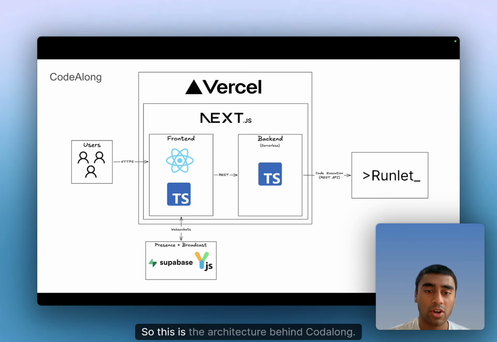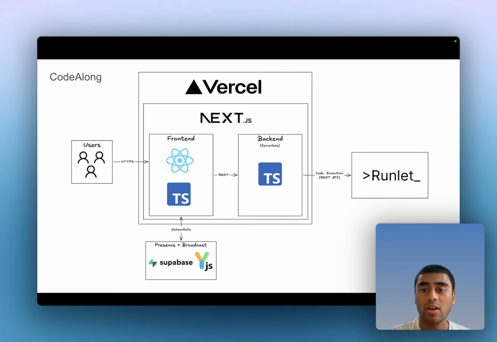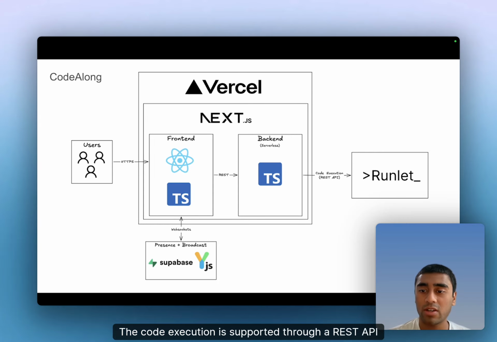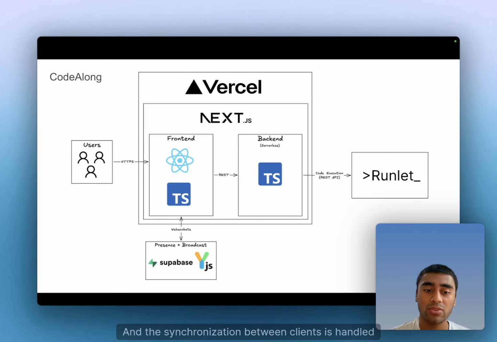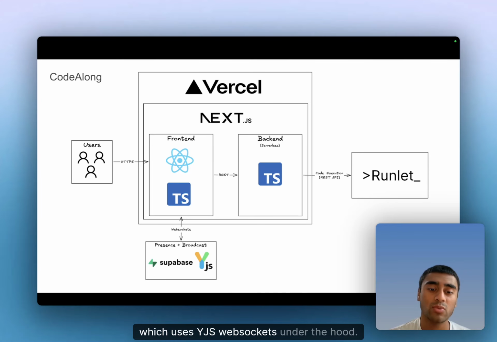So this is the architecture behind Codalong. The entire application is deployed on Vercel, and the application uses the Next.js framework. The code execution is supported through a REST API call to Runlet, which I'll talk about a little bit later. And the synchronization between clients is handled through Supabase Realtime, which uses YJS WebSockets under the hood.